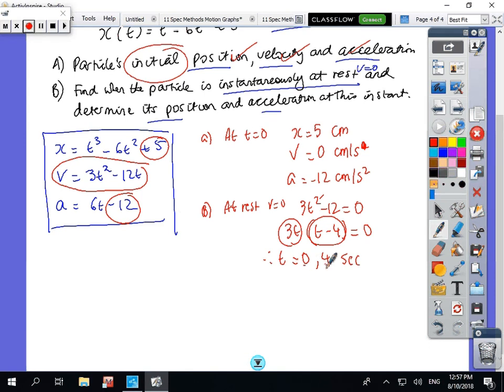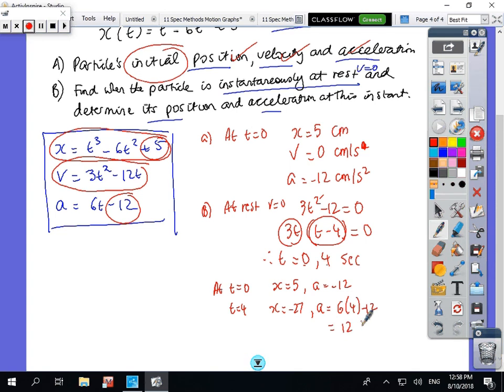And what's its position? At t equals 0, we've already done that: x equals 5, a equals minus 12. At t equals 4, we put 4 into that formula, and I'll save you time. The answer is minus 27, and the acceleration is 6 times 4 minus 12 equals positive 12. Don't forget to put the units. That's it, that's the last video on this topic. Okay, bye.